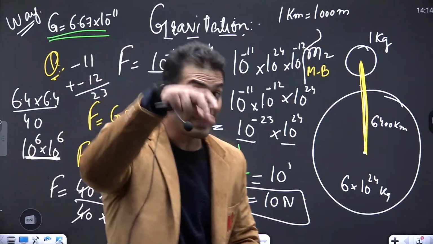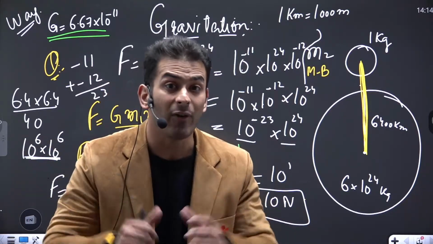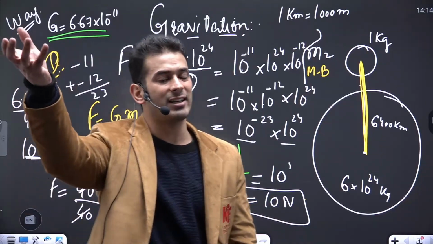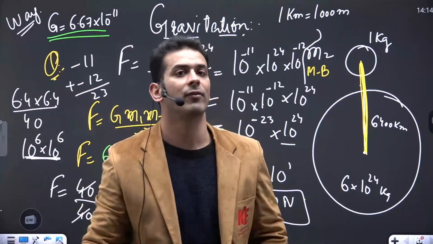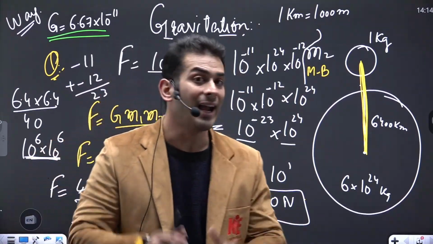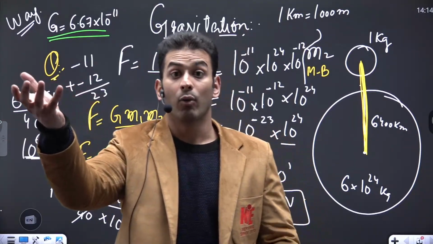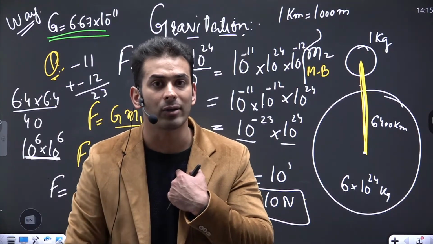So will it get attracted towards earth? Definitely. The earth is trying to attract it by a force of 10 newtons. Right beta? So whenever I take a 1 kg ball in my hand and I drop it, it simply falls down because earth is attracting it with a force of 10 newton. And one thing more beta, if there's a 1 kg ball in my hand, why is this not getting attracted towards myself? Why is it getting attracted towards earth?